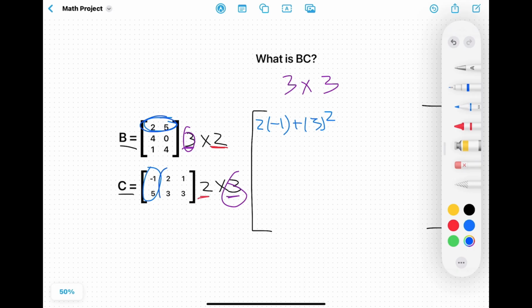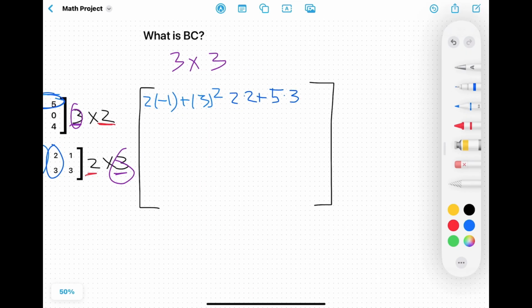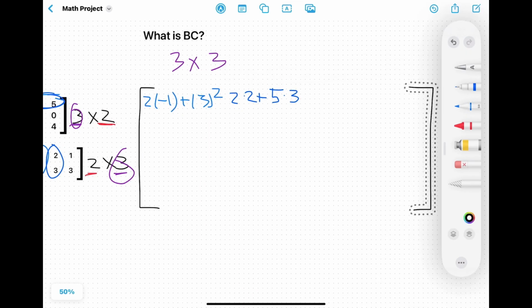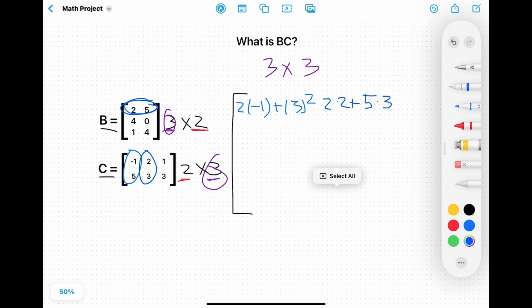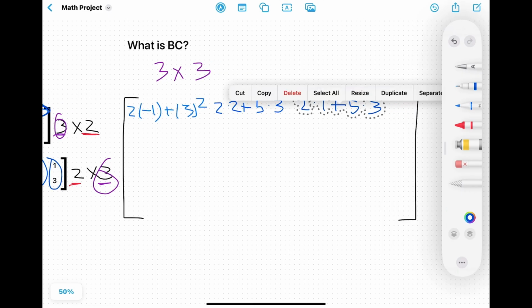Our top row, middle column would be 2 and 5 and 2 and 3. Now you just do the same process again, so it'll be 2 times 2 plus 5 times 3. Sorry, it looks like I need a little bit more space. Now all we gotta do is our final top row, last column. So it'll be 2 times 1 plus 5 times 3. I'm gonna do some adjusting so I have some more space.